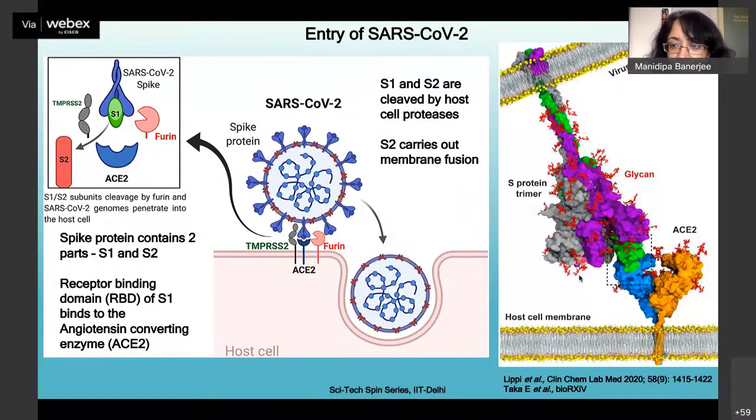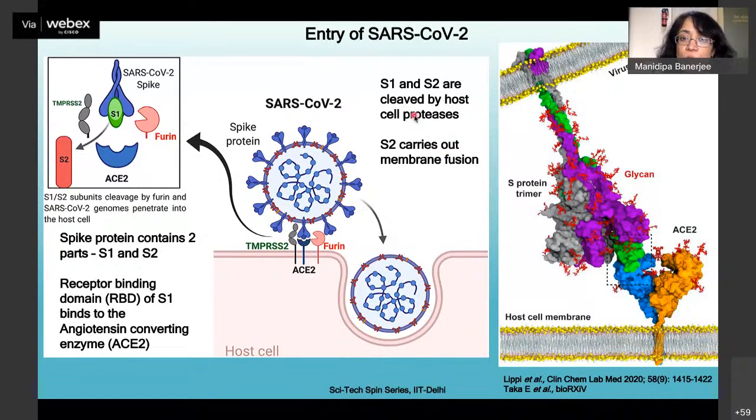The outer part is called S1, the inner part is called S2. S1 binds to the receptor. S2 has the mechanism for carrying out membrane fusion. And for the SARS coronavirus 2 to be infectious, the S1 and S2 components have to be cleaved, separated from each other. And for that, the virus requires some proteases.